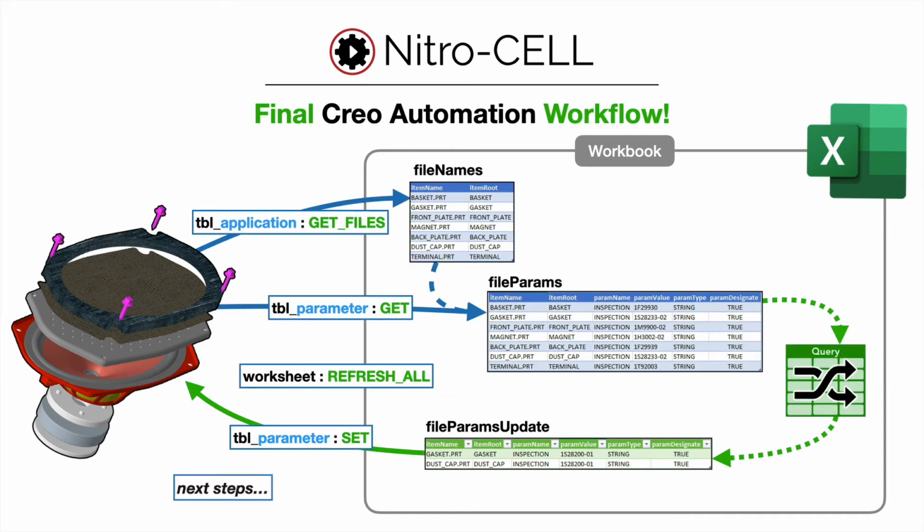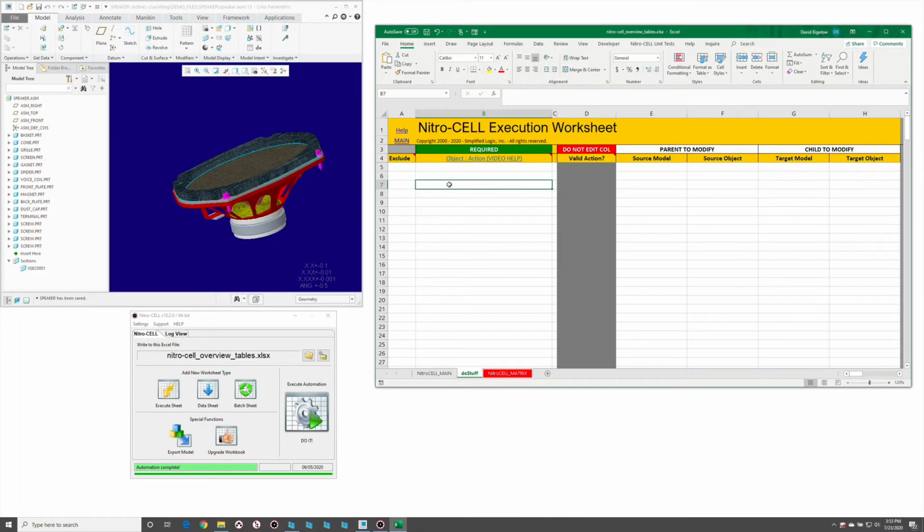So when this is completely finished, with just a handful of commands, you can set up a very generic automation to perform these operations. Now let's go take a look at this in Creo and see how it works.